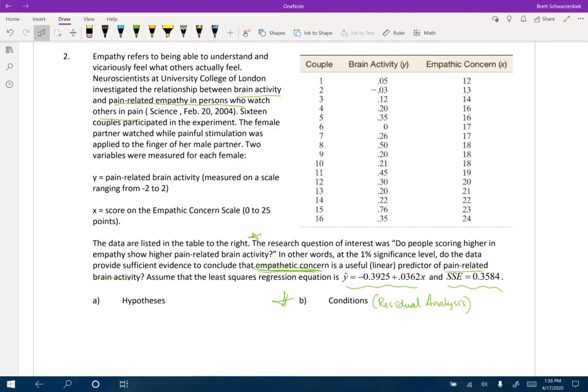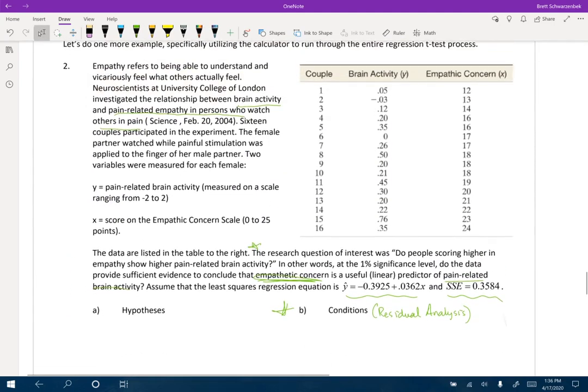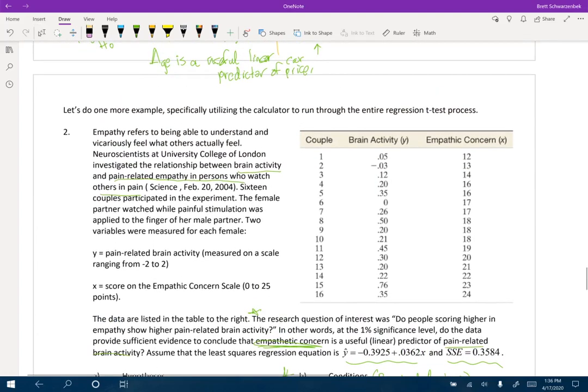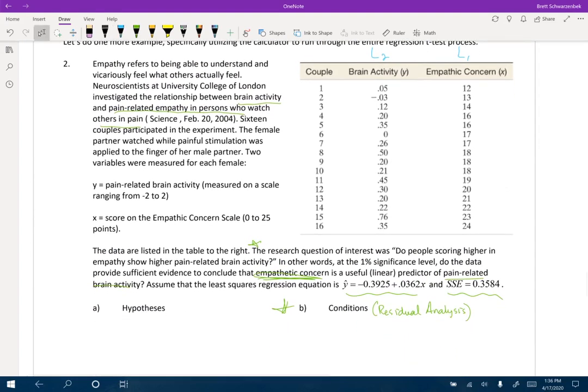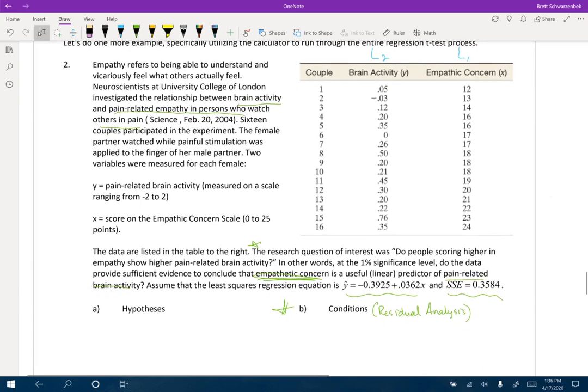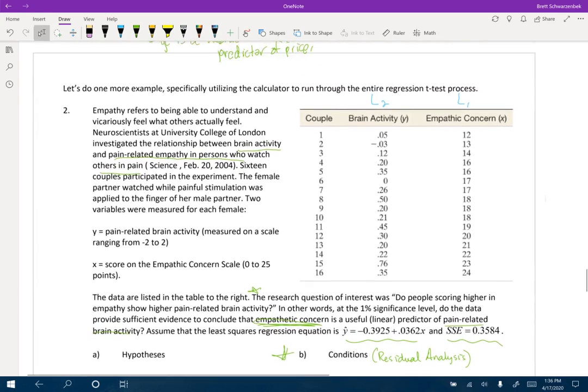Okay, so let's start with the conditions. What I want you to do basically is in your calculator, you want to clear out all your lists, and you want to put L1 as the empathetic concern and L2 as the brain activity. Okay, you can pause now and do that. Once you come back to me here, basically what we're going to do is the same setup that we did before. So what do we need to do?